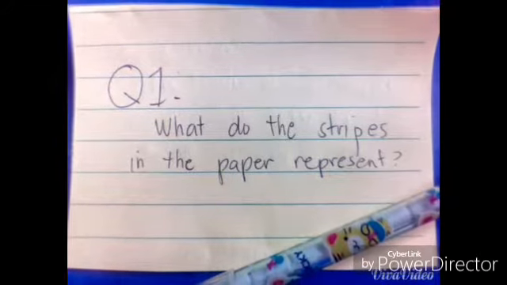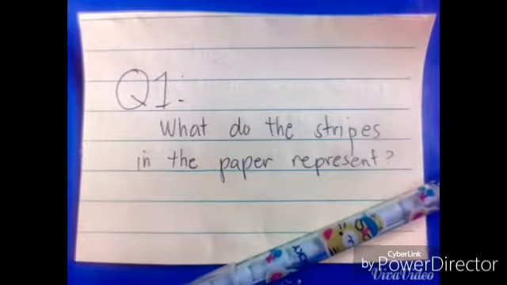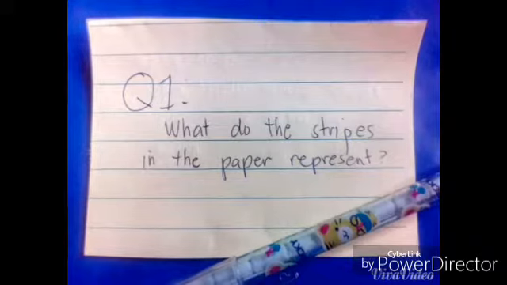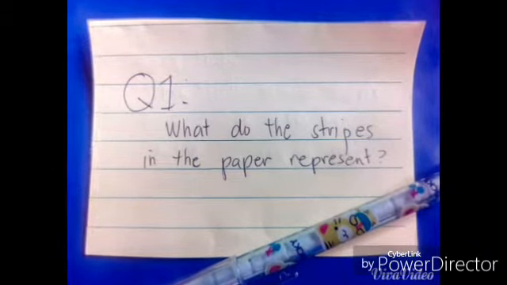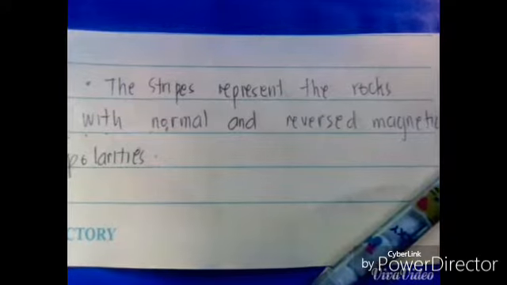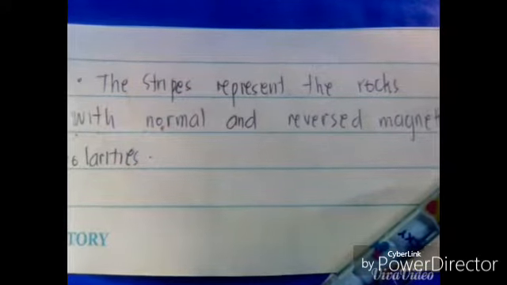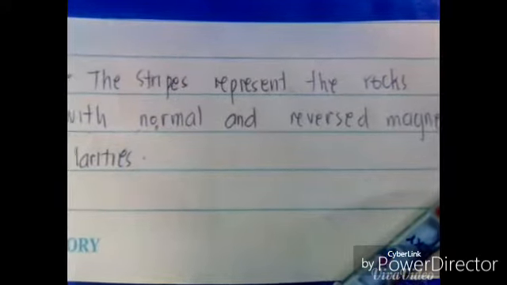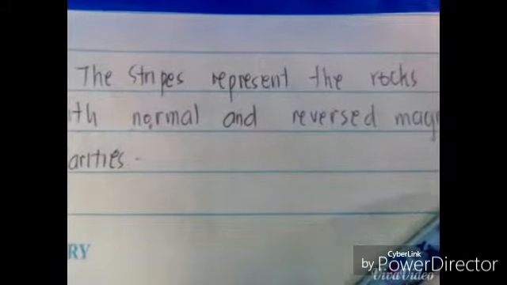What do the stripes in the paper represent? So if you're wondering what the stripes represent, the stripes represent the rocks with normal and reverse magnetic polarities. So that's what the stripes represent.